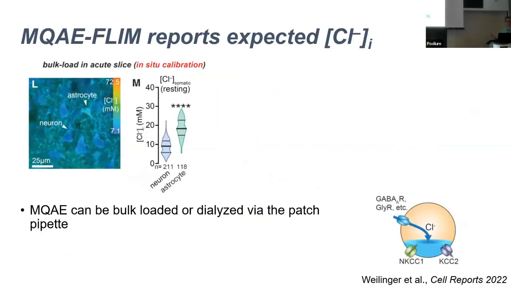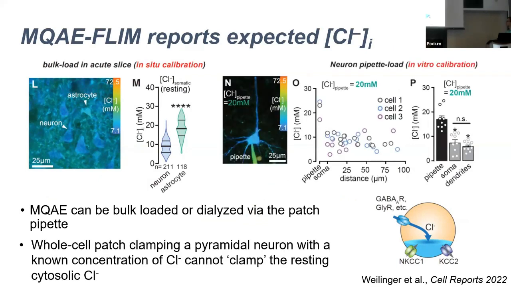So what does this actually look like when you do the experiment? So this is brain tissue that's bulk loaded with this MQAE dye, and so we can very nicely see that both neurons and astrocytes are loaded. And when we do these lifetime readouts, we actually get expected chloride concentration values when we do the FLIM calculation. And so in neurons, it's sitting below 10 millimole, and in astrocytes, it's about double that at rest. But what you'll notice from these recordings is, you can't really glean much in terms of dendrite morphology here, because pretty much everything is loaded.